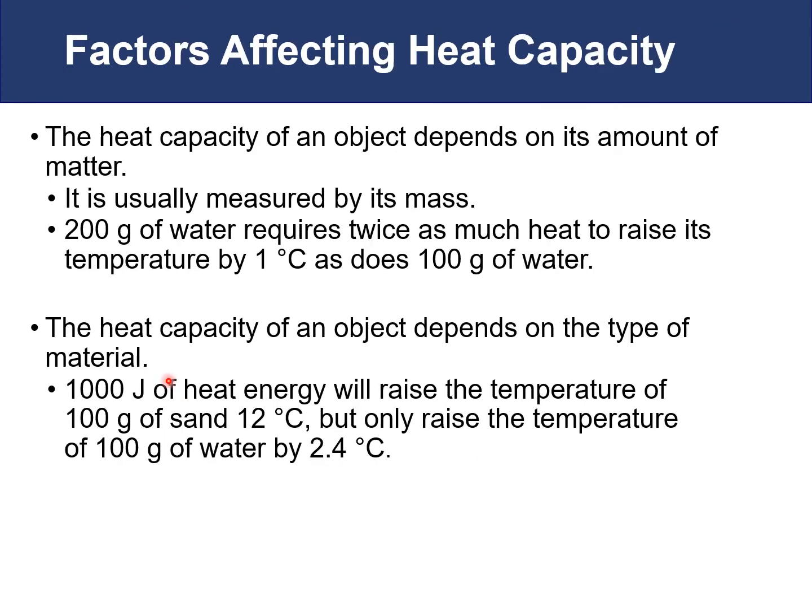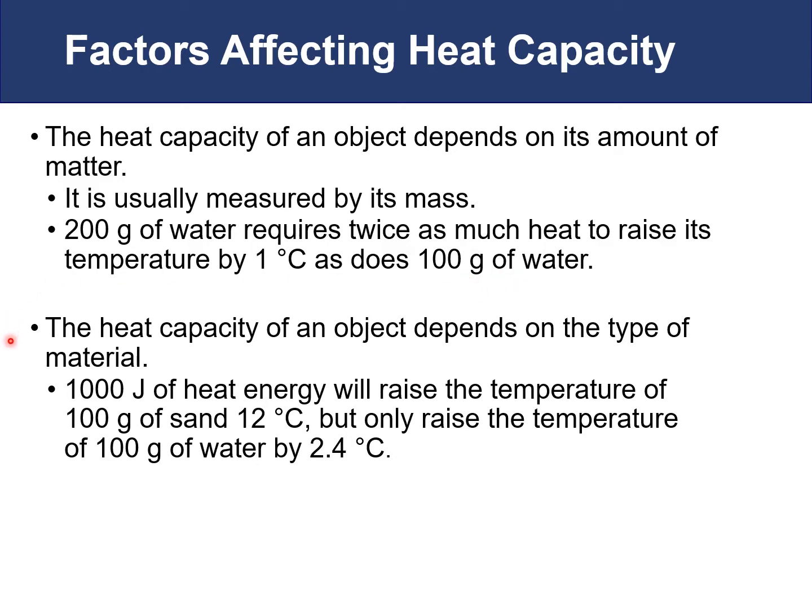Now there's a bunch of different factors that affect heat capacity. The heat capacity of an object depends on how much you have. So if we were to try to heat 200 grams of water, it would take twice as much energy as it would to heat 100 grams of water. And you might have noticed this if you ever try to heat or boil some water. If you double the amount of water, it typically takes twice as long on the same setting on your stove that it would if you used half as much.